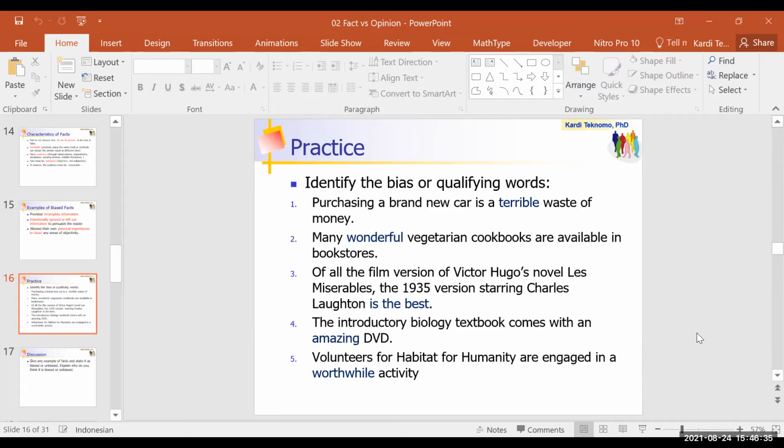Okay, so number 3. Is the best. Correct. Number 4. Amazing. Yes. And number 5. Worthwhile. Yeah, the worthwhile. Okay, so you can see that when people start to put qualifying words like this, which is always in marketing, right? Then it becomes biased.